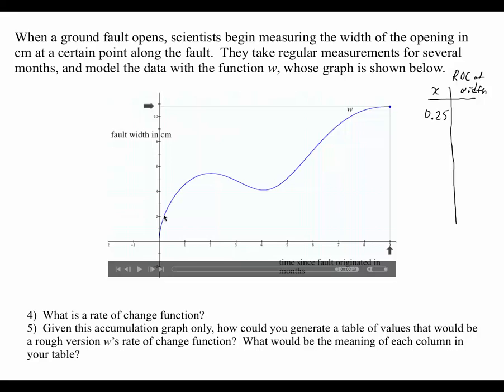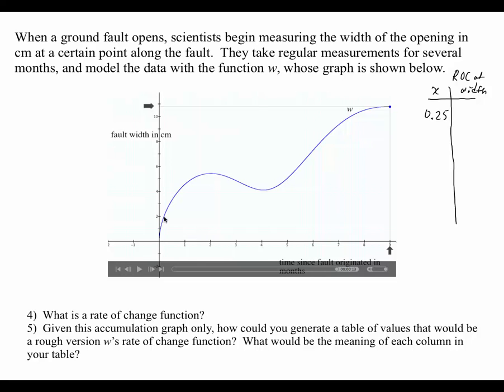So it looks like about 2 centimeters of width. Does that 2 centimeters have anything to do with the rate of change there? No. The rate of change is how fast the width is opening or closing. At 0.25 months, is the width opening or closing? Definitely opening, it's going up. That width is increasing. That's what the graph tells us.